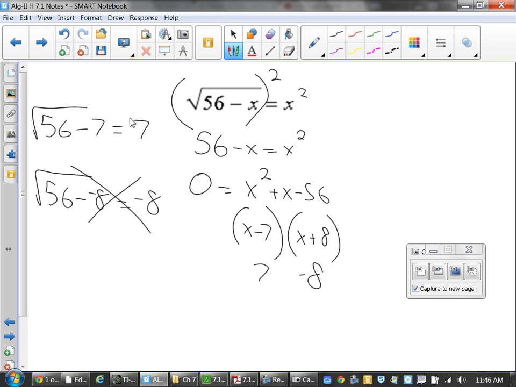Does that make sense? So extraneous means the one that solves it? The extraneous is one that solves it but doesn't solve it. It's the answer, but it's not the right answer. See how negative 8, if I get 64, the square root of 64 is 8. It's not negative 8. So negative 8 is extraneous? Negative 8 would be extraneous.